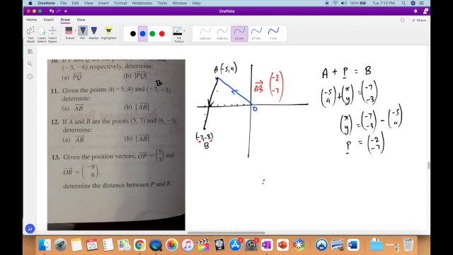OA plus AB will give me OB. That is the triangle law. Right? So OA plus AB gives me OB.